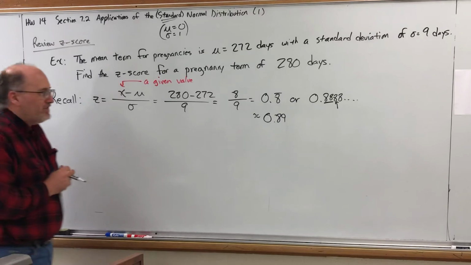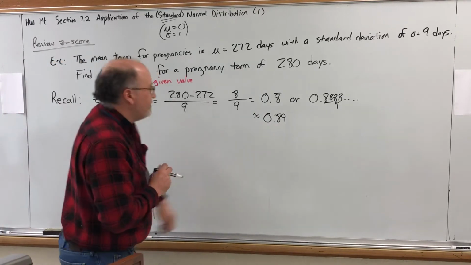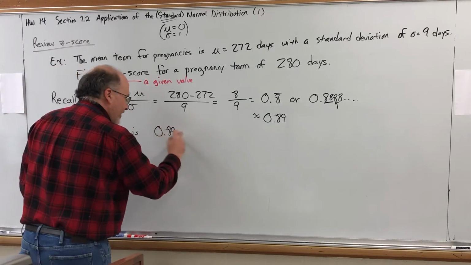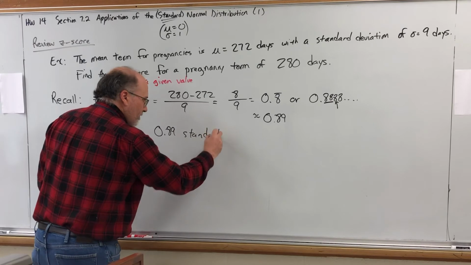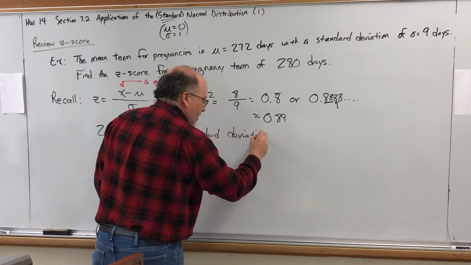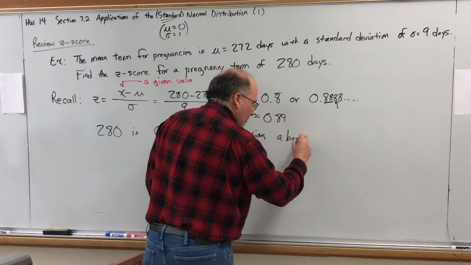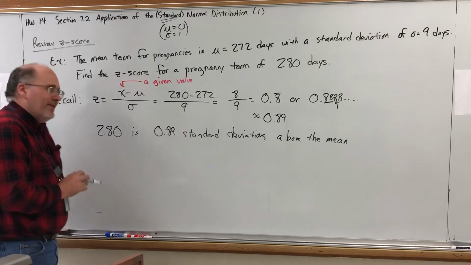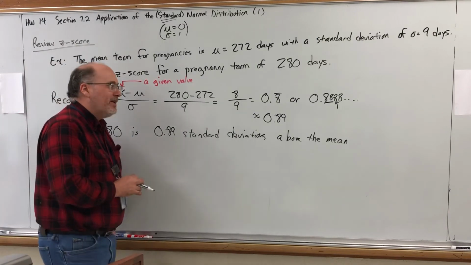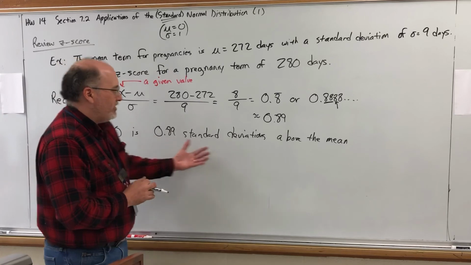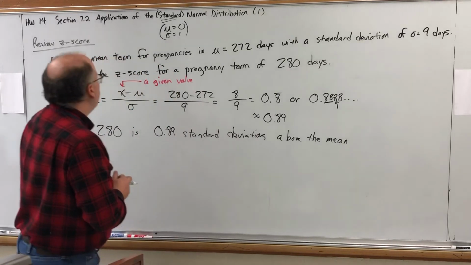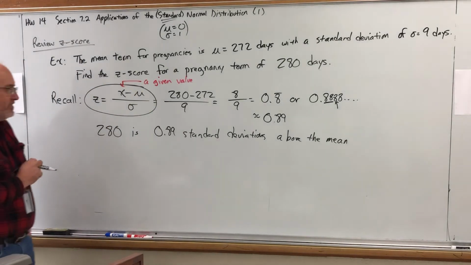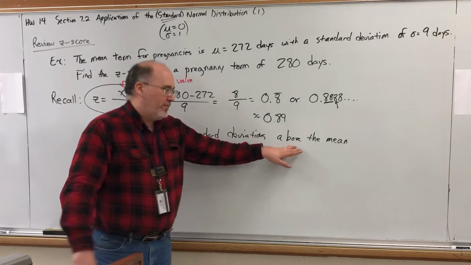Also recall that what a z-score means is that 280 is 0.89 standard deviations above the mean. You can tell it's above the mean because the z-score was positive. If it ended up being negative 0.89, then we would just say 0.89 standard deviations below the mean. So calculating a z-score is pretty straightforward. It's just this formula, and its interpretation is it measures the number of standard deviations above or below the mean.